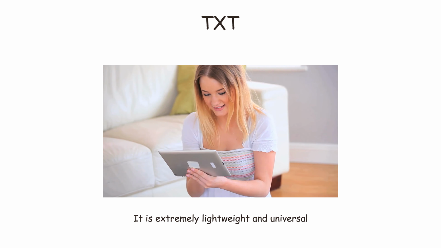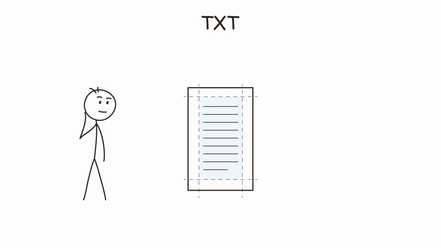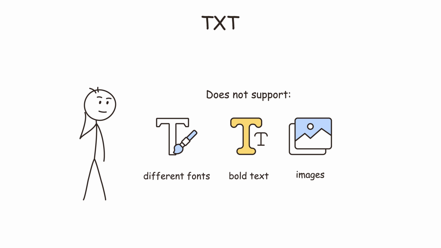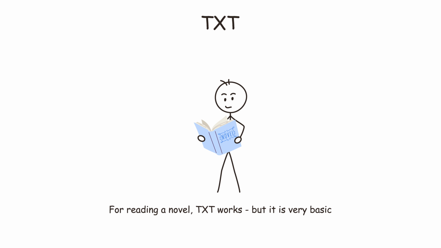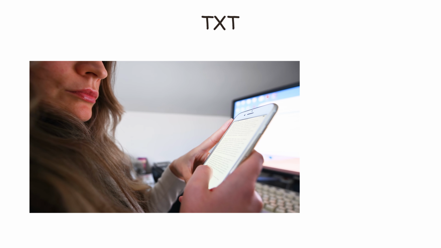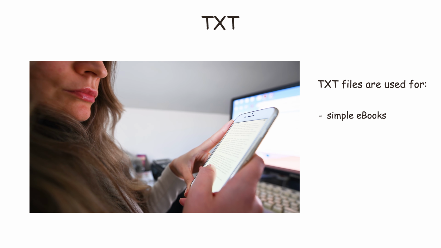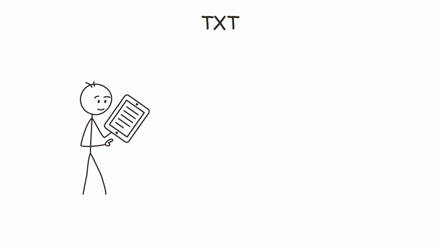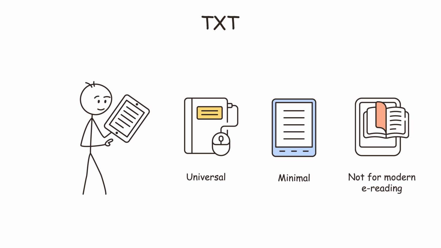It is extremely lightweight and universal, but because it has no formatting, it does not support things like different fonts, bold text, images, or clear chapter formatting. For reading a novel, TXT works, but it is very basic. There is no automatic table of contents, no advanced styling, and no design. Still, TXT files are sometimes used for simple ebooks, public domain texts, or drafts. So TXT is universal and minimal, but not designed specifically for modern digital reading.